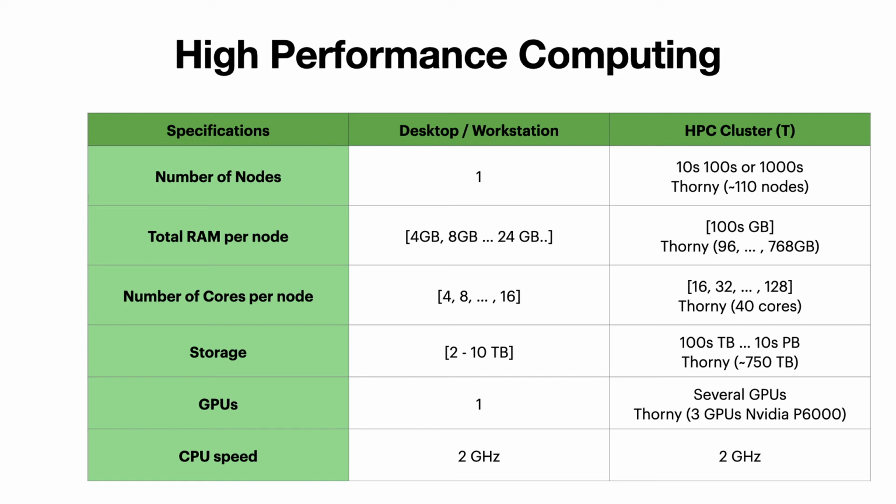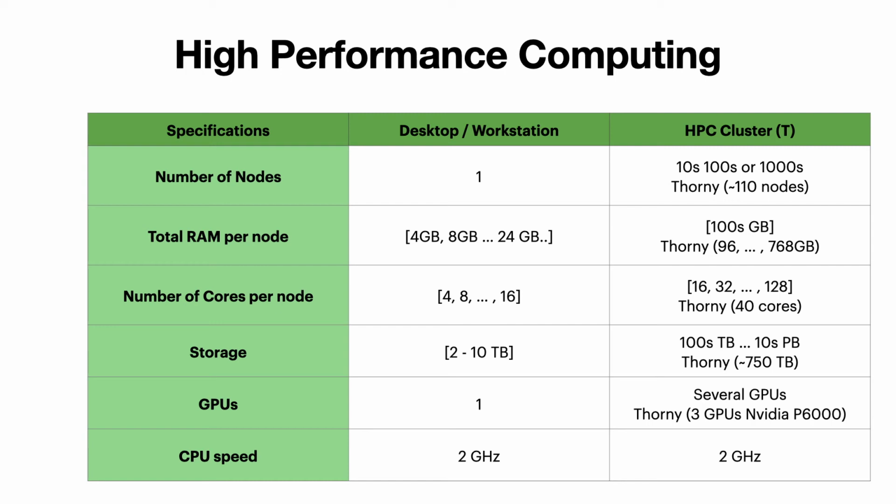The total RAM per node, so I will be counting per node. On your machine, you probably have 4, if the computer is relatively old, maybe 8. And if you are using a workstation, you probably have 24, 32 gigabytes of memory for your computer. On the contrary, on an HPC cluster, this number is around 100 gigabytes of memory. So Thorny Flat, the smallest compute node in terms of RAM is 96 gigabytes, and the biggest is 768 gigabytes of memory.